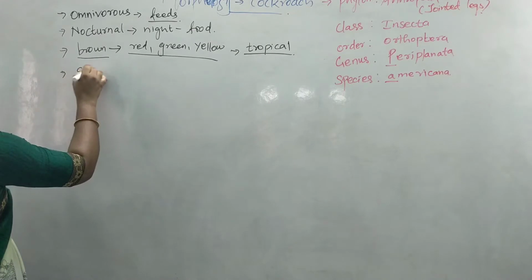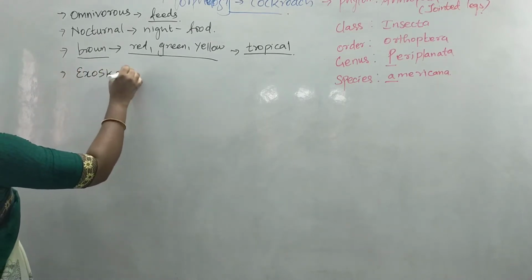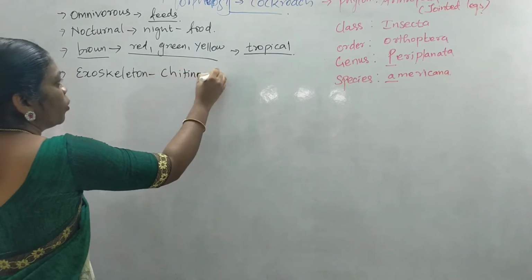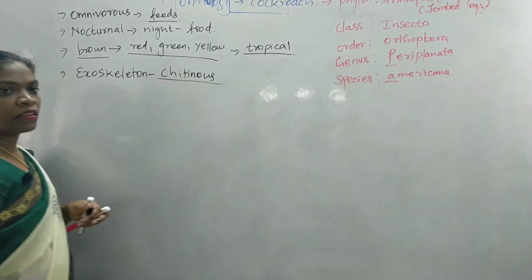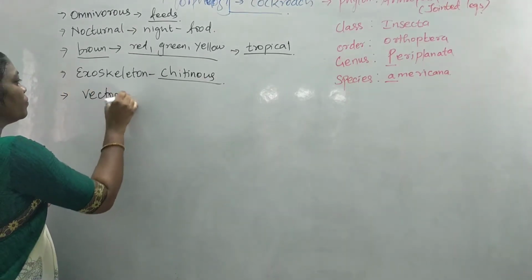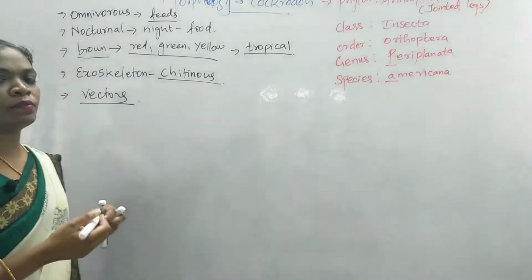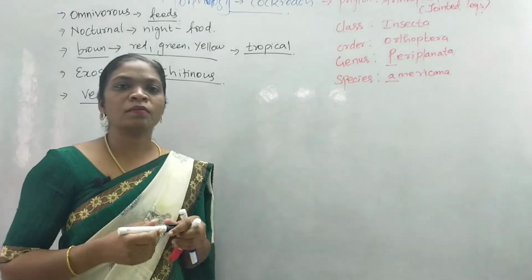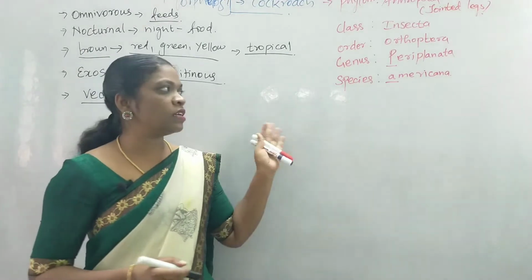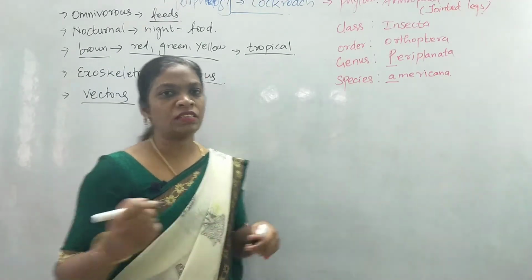The body is covered by an exoskeleton that is chitinous in nature. One more important thing: they are vectors of a number of diseases. They carry disease-causing organisms, which is why they are known as vectors of a number of diseases. Now we'll see the complete structure of cockroach in detail.